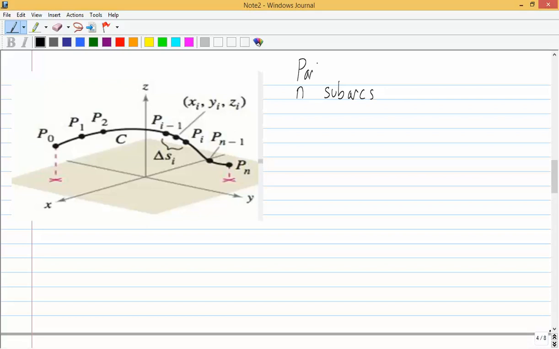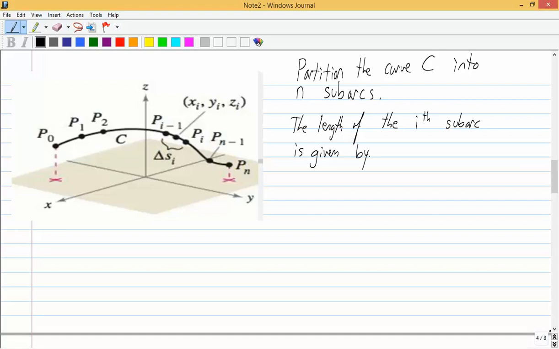So we partition the curve C into n subarcs. The length of the ith subarc is given by delta S sub i. So this right here, this length of the ith subarc is delta S sub i. That's the change there, the length.